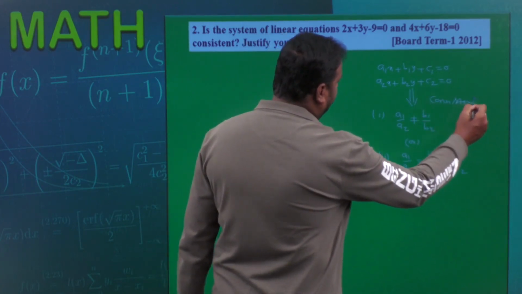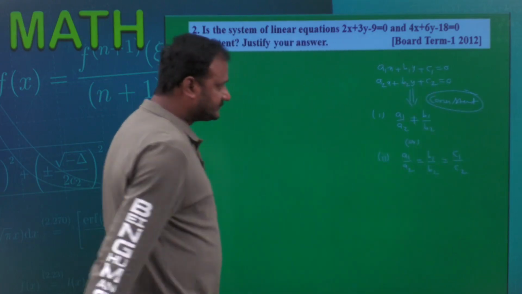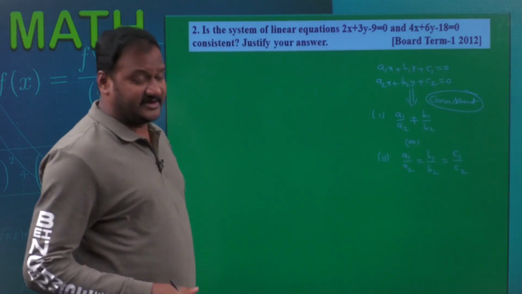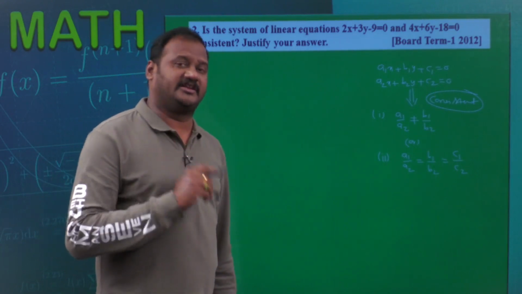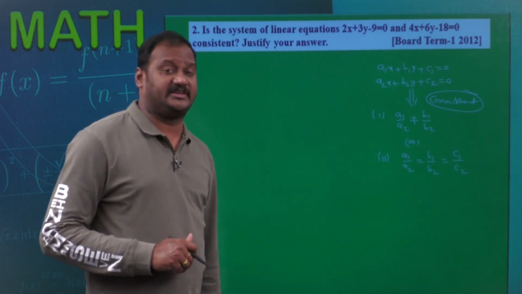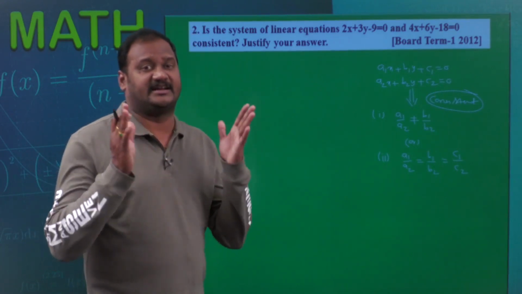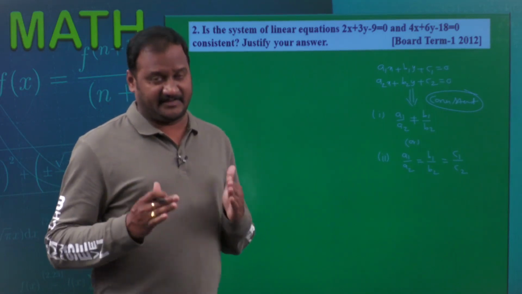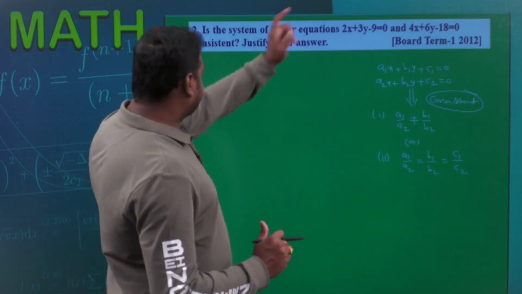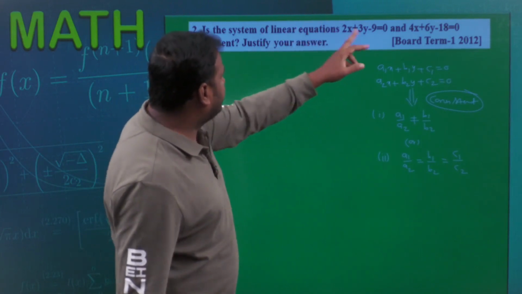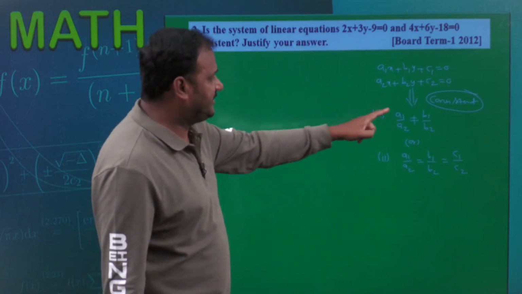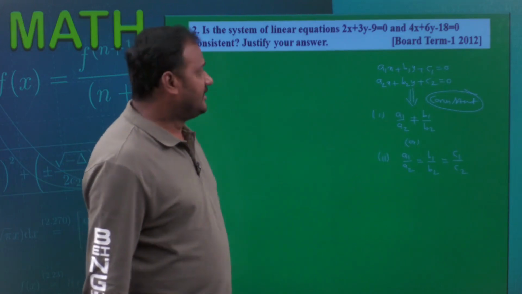What do you call them? Consistent linear equations. Suppose a1 by a2 equal to b1 by b2 but not equal to c1 by c2, then they are said to be inconsistent equations because they are parallel lines. They never meet at any point. So here the given problem is: are the system of equations consistent? Consistent means the condition should be possible.